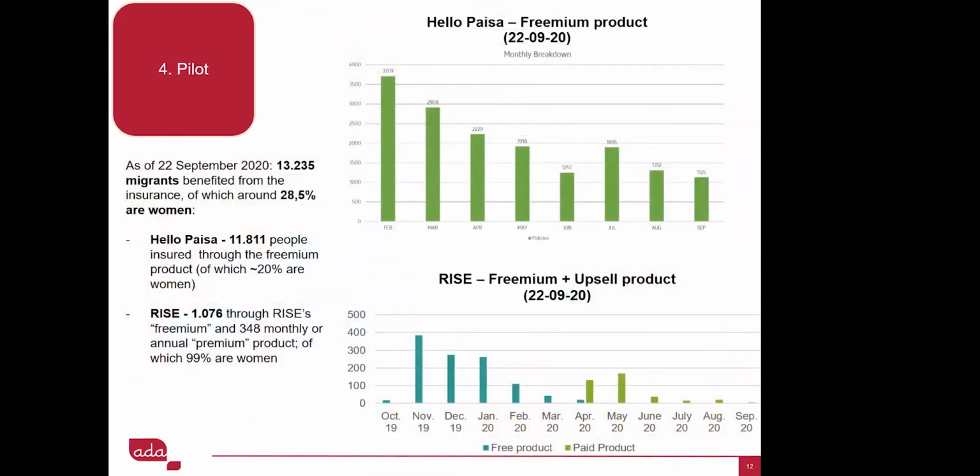So these are the results of the project from Hello Pesa and Rise. Over the course of just over a year, we insured over 13,000 migrants. Hello Pesa insured 12,000, and Rise just over 1,000. If we look at Hello Pesa first, they didn't decide to launch a paying product, so they stuck only to the freemium model. Again, this comes from their strategy, which is really to increase their market share and differentiate themselves from their competitors.